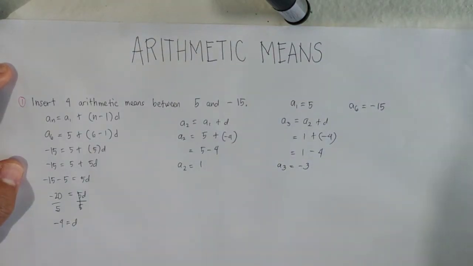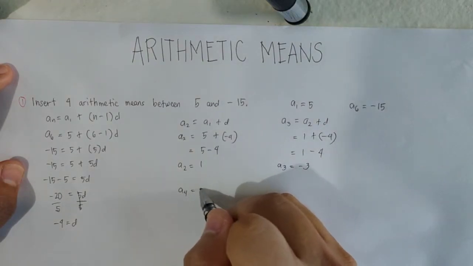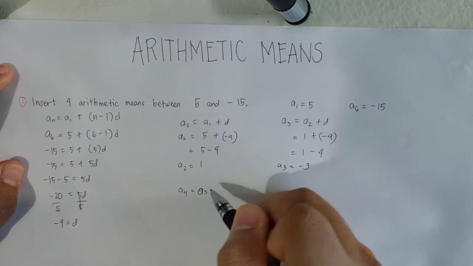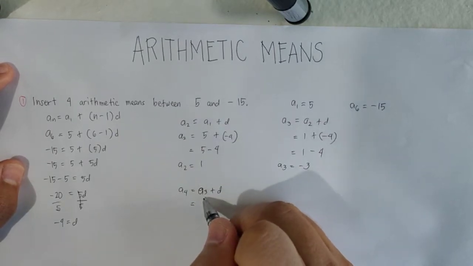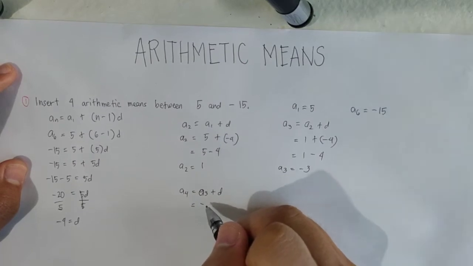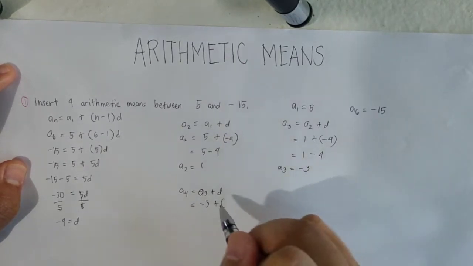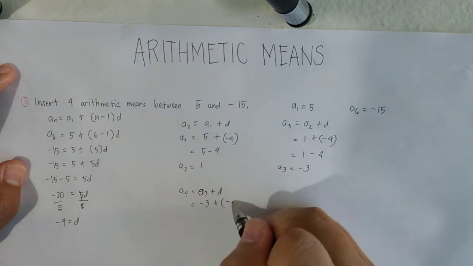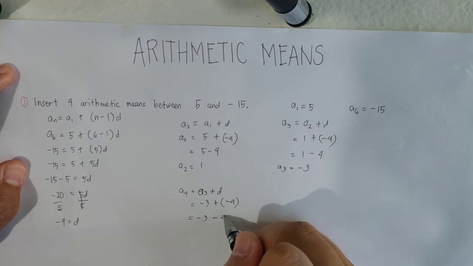Okay, next. A sub 4 naman. A sub 4 is equal to a sub 3 plus d. Anong a sub 3 natin? Negative 3. Okay, plus d natin is negative 4. So, equals negative 3 minus 4.